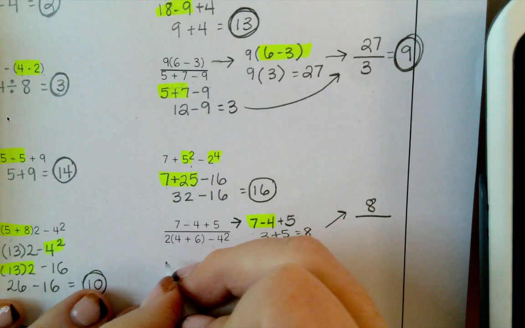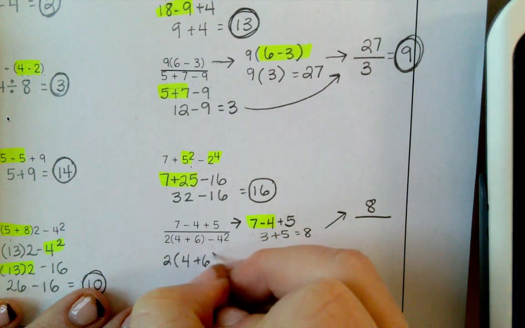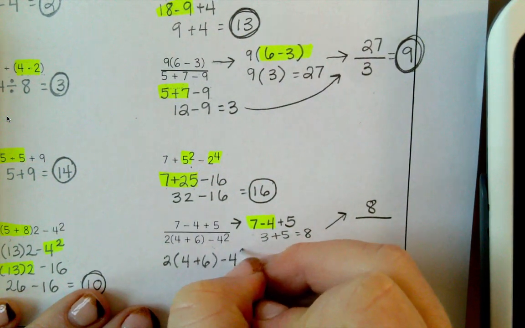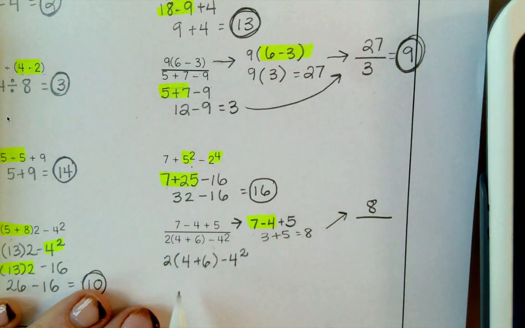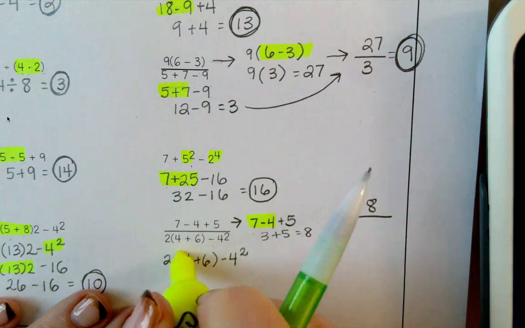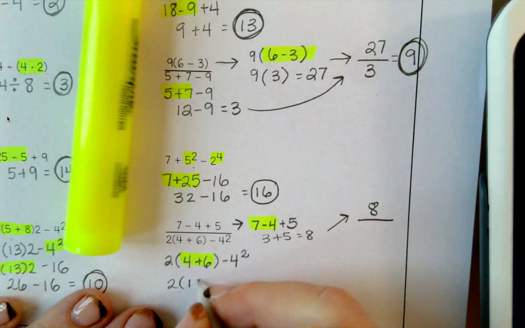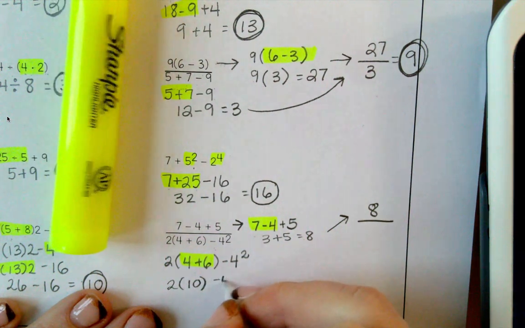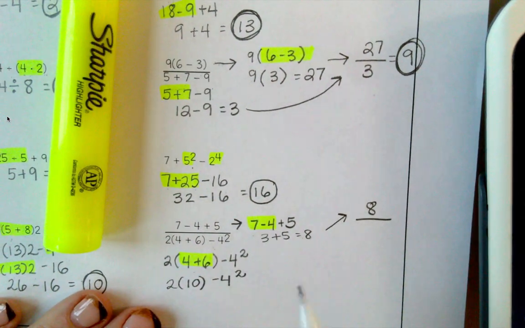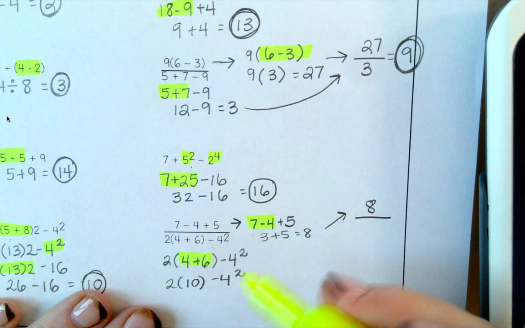So the bottom, I'm going to rewrite this, 2 times (4 plus 6) minus 4 to the power of 2. A lot going on here. So parentheses is my first step. I have that, so I'm going to highlight 4 plus 6. 2 times 10 minus 4 to the power of 2. So parentheses are gone. Then I have exponents. 4 to the power of 2.